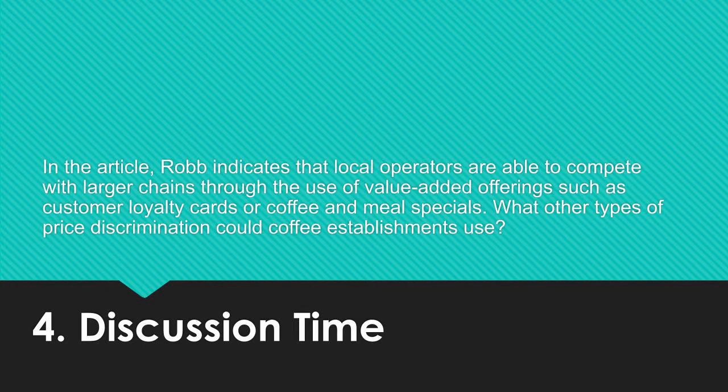So now it's discussion time. In the article, Rob indicates that local operators are able to compete with larger chains through the use of value-added offerings such as customer loyalty cards or coffee and meal specials. What other types of price discrimination could coffee establishments use?